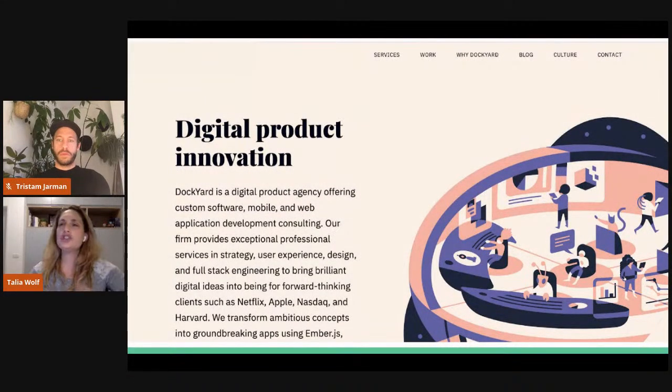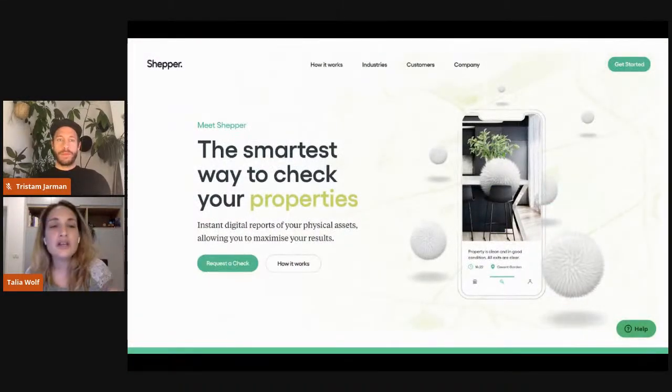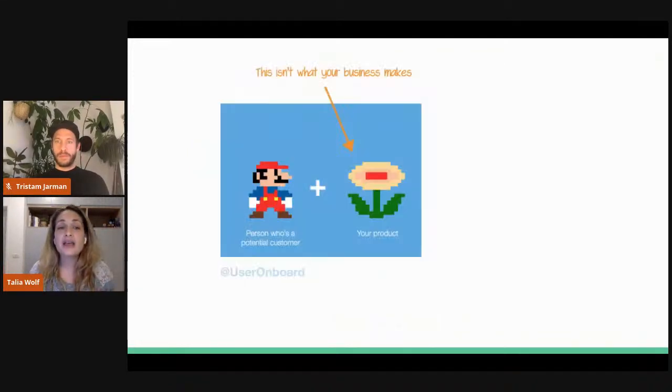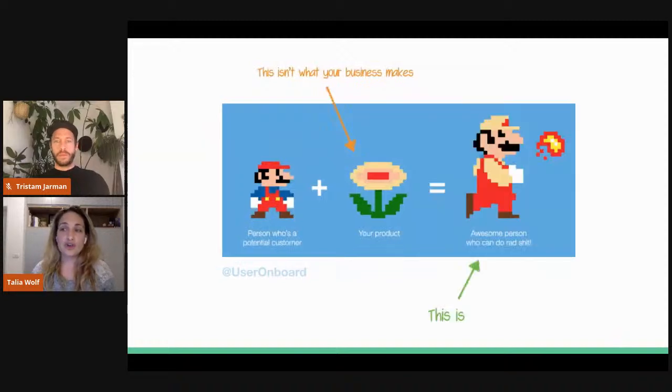They talk about digital product innovation. We do this and this and this, and this is our pricing, and this is who we work with, and this is how amazing we are. We see landing pages like this, you know, the smartest way to check your properties. Basically all about the company itself and not about the customer. But the thing is that people don't buy products. We don't buy features. We don't buy pricing. What we buy is actually better versions of ourselves.